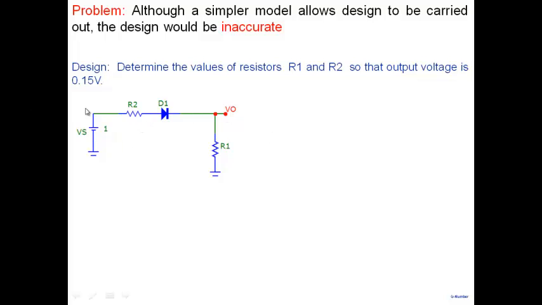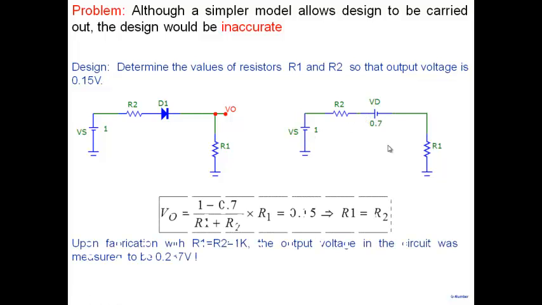What is a simple diode model? Replace it by 0.7 volt, right? So I do that. I replace the diode by 0.7 volt. It's a very simple model. I write down this equation: V0 equal to (1 minus 0.7) times R1 by (R2 plus R1) equal to 0.15. I solve it. It gives me R1 equal to R2. That's my design. And then all of you know a very nice typical value of resistor that is commonly available is 1K. So I use 1K here.